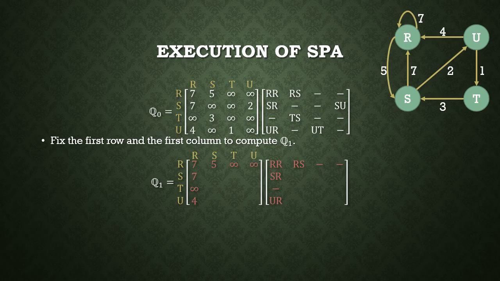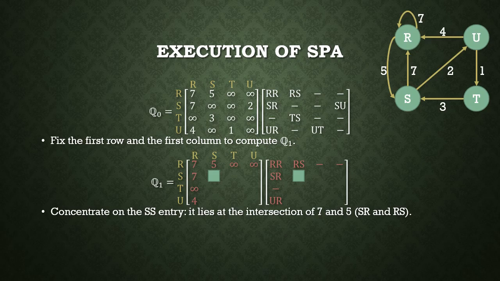Look at this. I have changed the color of the first row and the first column to show you that these entries are fixed. In Q1, we will keep these entries the way they are, and we will compute the other entries according to these fixed entries. Concentrate on the SS entry. It lies at the intersection of 7 and 5. Whenever you are looking for intersection values, look in the fixed column and in the fixed row.